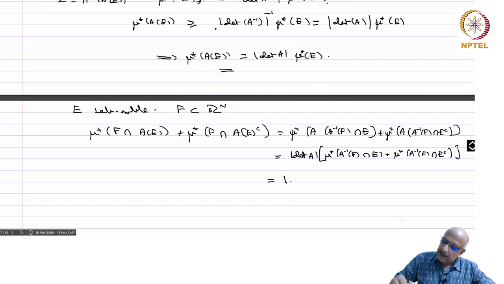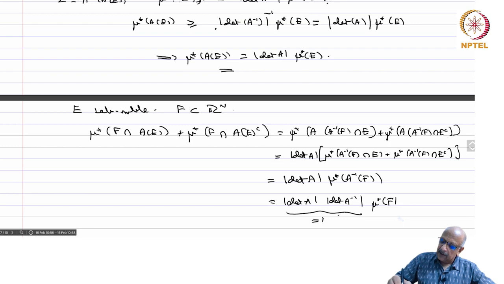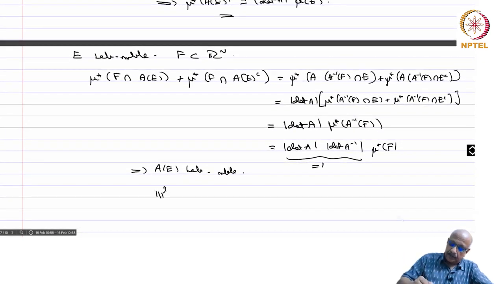And since E is Lebesgue measurable, this is nothing but mu star of A inverse of F, which is equal to mod determinant of A inverse times mu star of F, and these two multiply to equal 1, and therefore you get that AE is Lebesgue measurable. So similarly, apply to A inverse for the converse.